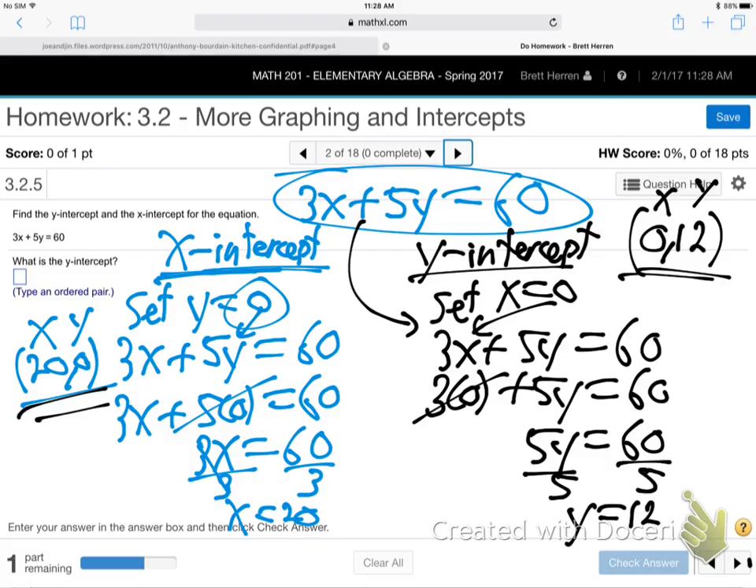Make sense on that? So for intercepts, you make the opposite letter 0, don't you? Because that's just what it means to be an intercept. When you're on the axis line, one of your numbers is 0. The opposite of that is 0. All right, so let's keep moving.